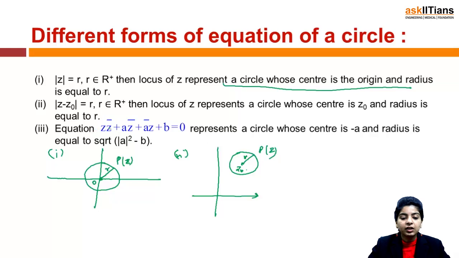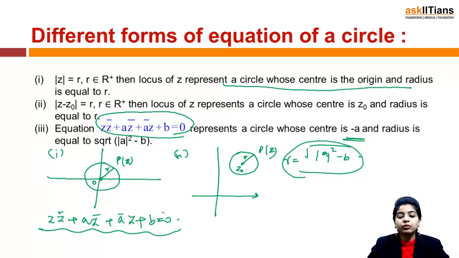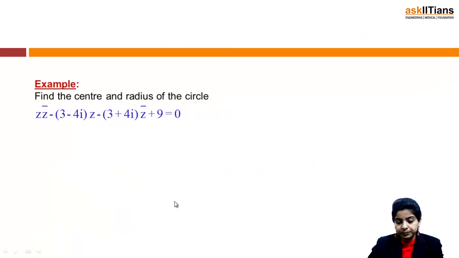Then next we have the equation z z̄ + a z̄ + ā z + b = 0, which represents a circle whose center is -a and radius is the square root of |a|² - b, right? This is the radius. So just remember this form, z z̄ + a z̄ + ā z + b = 0. If you have an equation of this form, then it will represent a circle whose center would be -a and radius would be the square root of |a|² - b.